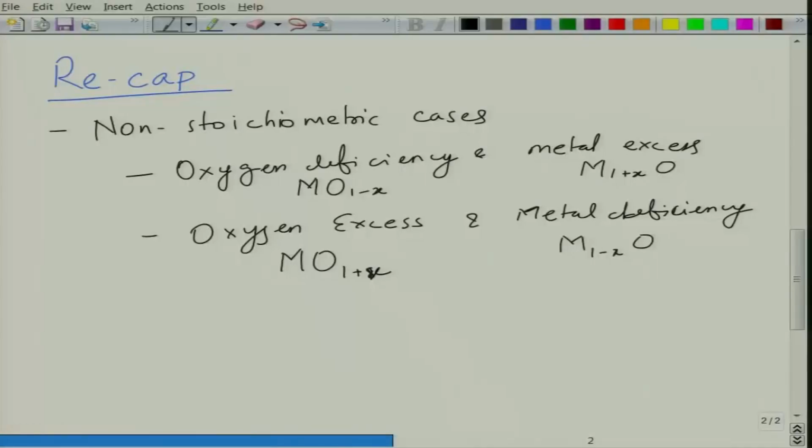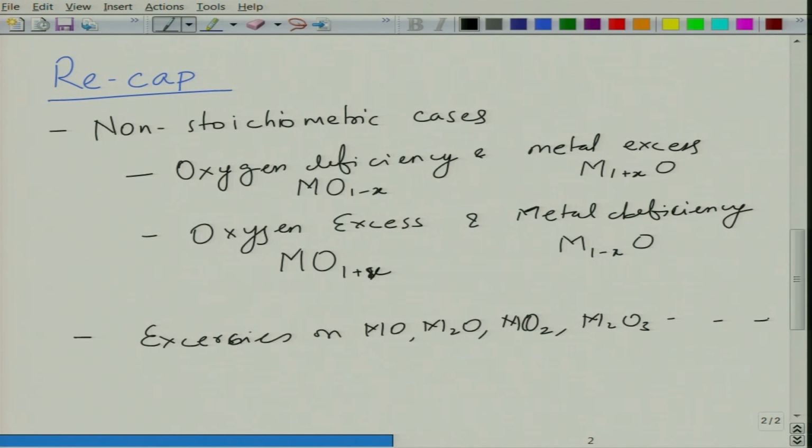And as a homework, I requested you to do exercises on MO, M2O, MO2, M2O3 and so on and so forth. So, this will allow you to understand and just ensure that you have site balance, you have mass balance, and you have charge balance. You have to preserve these three to write correct defect reactions.